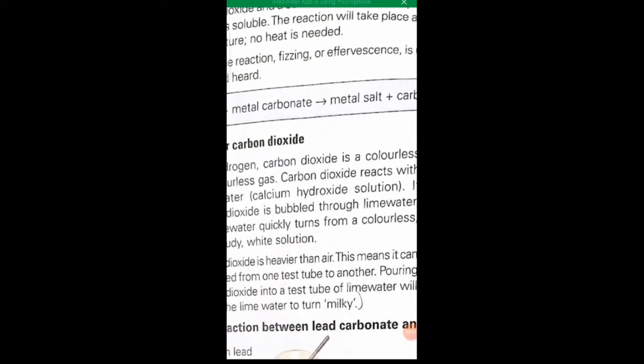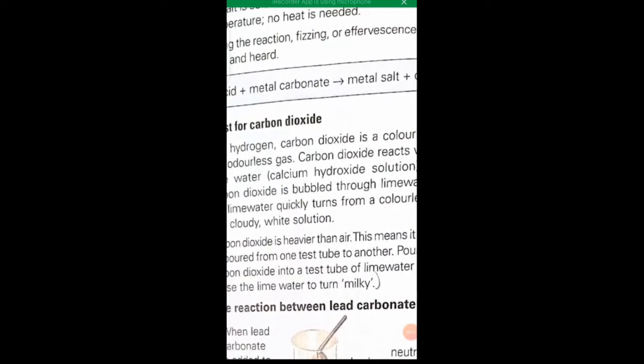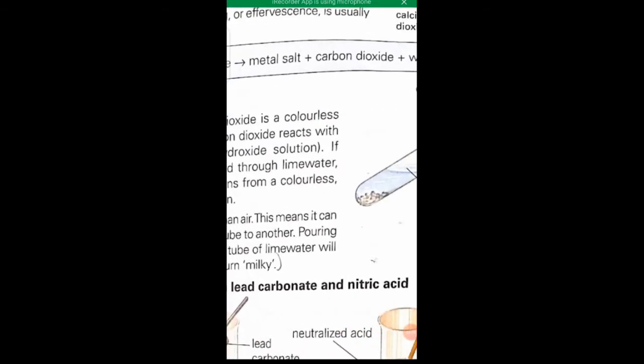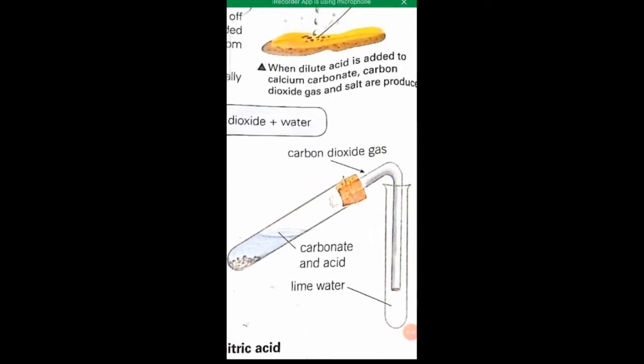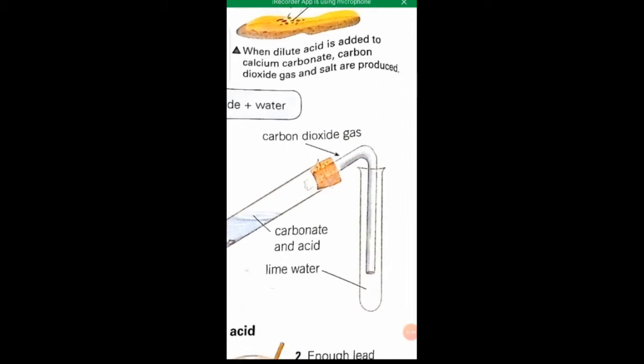Now we will talk about the test for carbon dioxide. What is the test for carbon dioxide? You take the carbonate and acid in a test tube, and there carbon dioxide gas is generated, which is transferred to the next test tube. In that test tube, lime water is present. It is transparent, but when it reacts with carbon dioxide, it turns milky white in color.